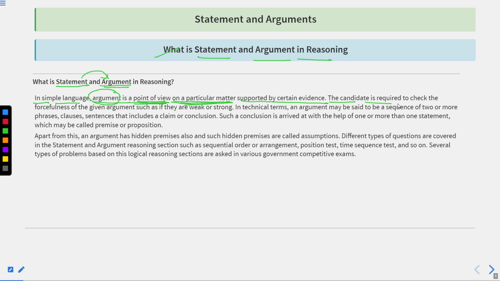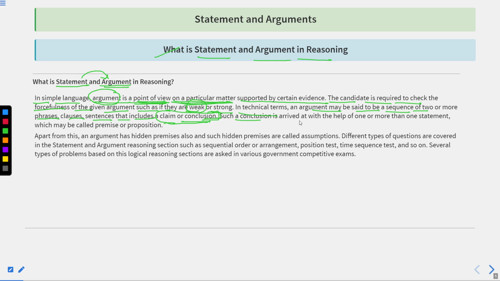The candidate is required to check the forcefulness of the given argument, such as if it is weak. I just gave you the example of a weak argument, and a strong argument also I've given. In technical terms, an argument may be said to be a sequence of two or more phrases, clauses, or sentences that include a claim or conclusion. This is very important: an argument should have a claim or conclusion.